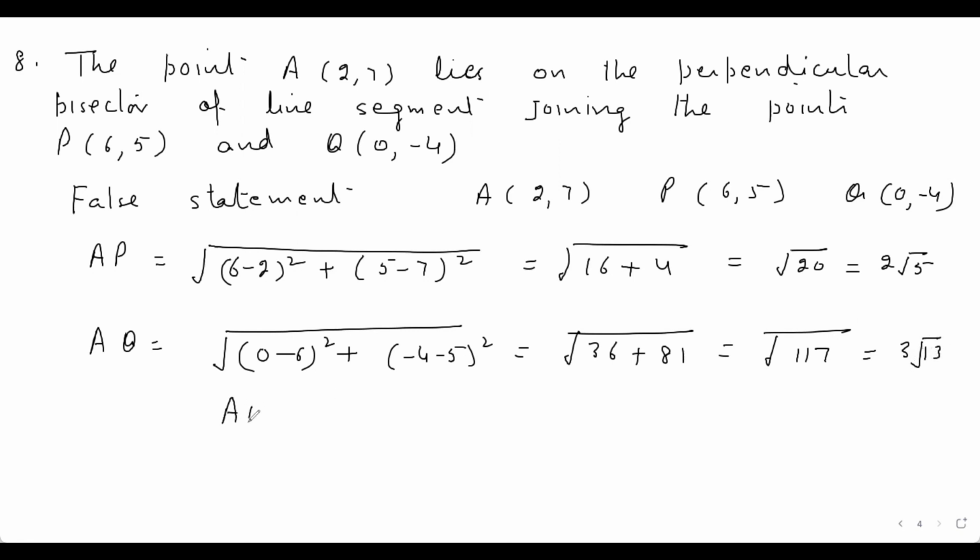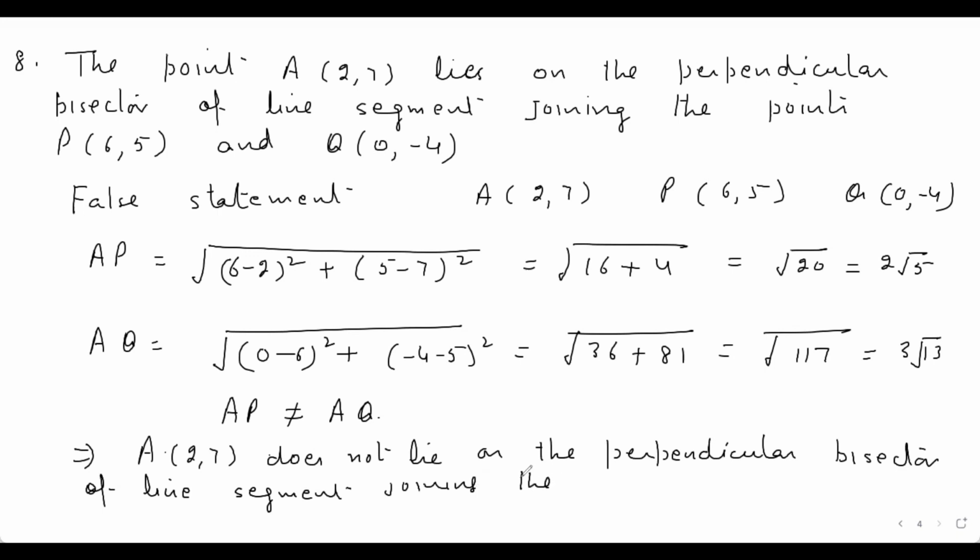So AP is not equal to AQ. So it implies the point A doesn't lie on the perpendicular bisector of the line segment joining the points P and Q. So false statement.